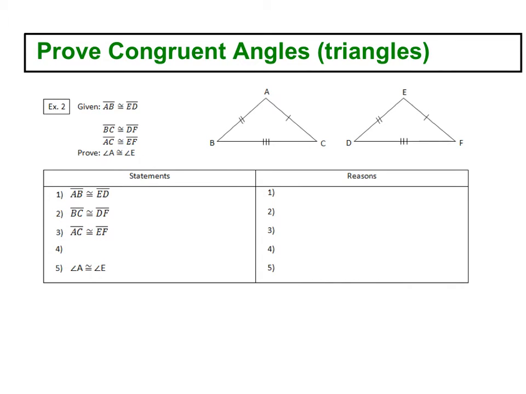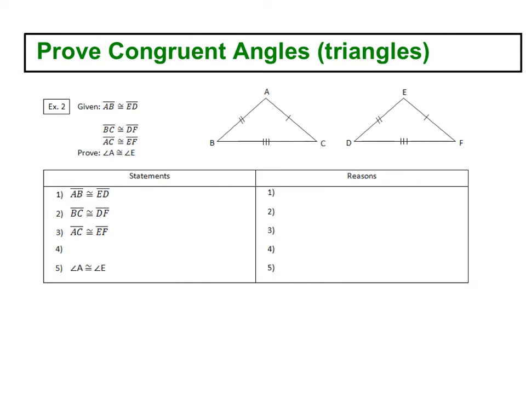Here we go with another proof. We're given some information, and actually everything seems to be drawn in for us, but let's just double check. We're given that side AB is congruent to ED. So here's AB with the 2 dashes and ED, so that's already marked as congruent. BC is congruent to DF, so here's BC congruent to DF. That one looks good. And AC is congruent to EF, right there.